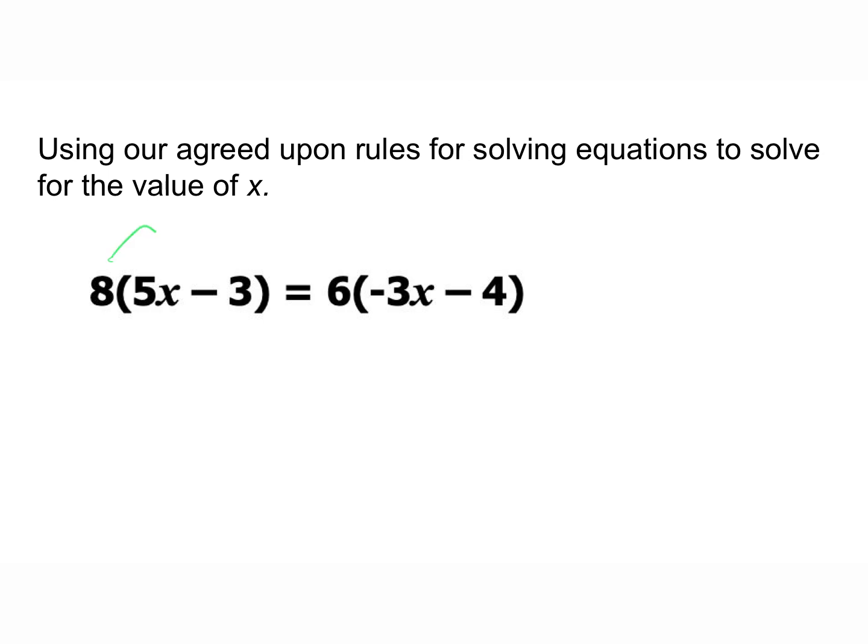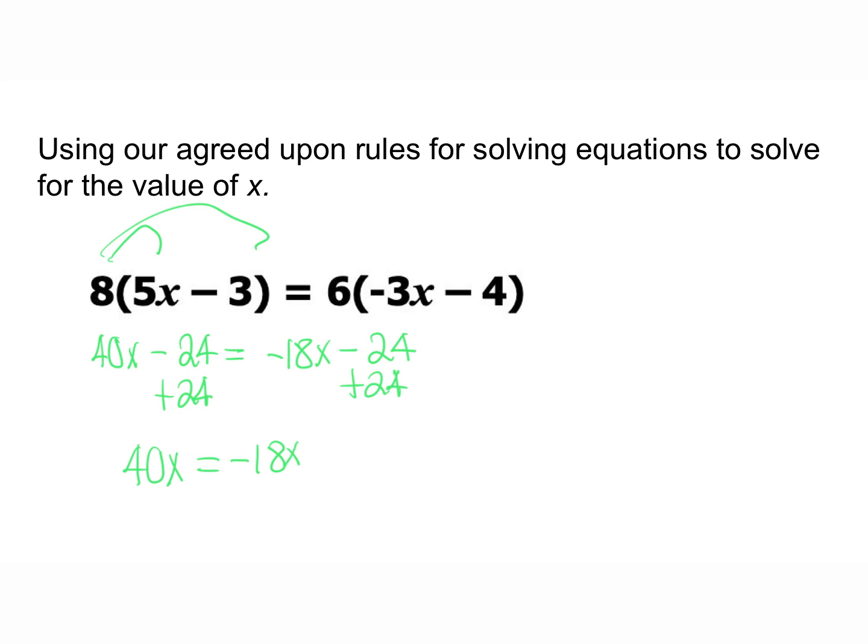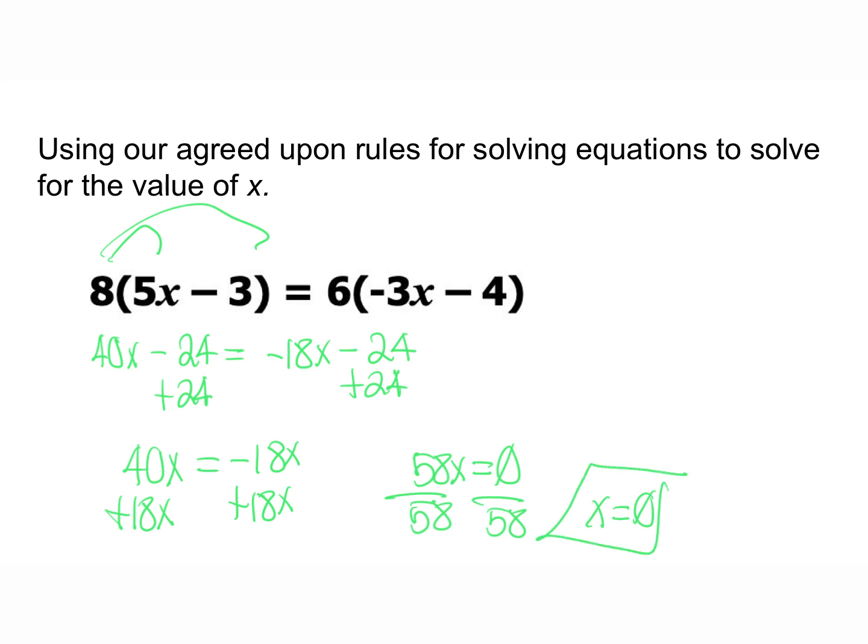All right, so on the left, we're going to distribute the 8. We have 8 times 5x is going to be 40x - 24 = 6 times -3x is -18x - 24. So then what's going to happen is we add 24 to both sides, and we end up with 40x = -18x. So we're going to add 18x to both sides. We get 58x = 0. Divide both sides by 58. We get x = 0. So the answer here is 0. It is not no solution.